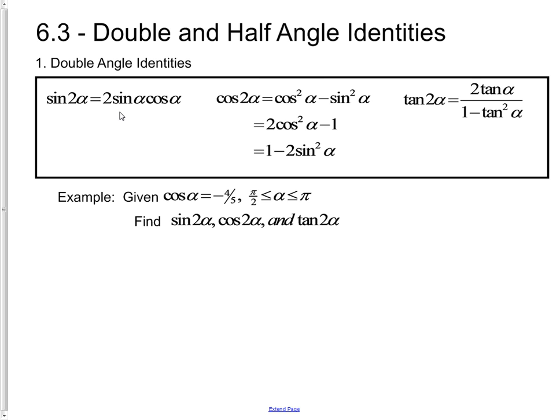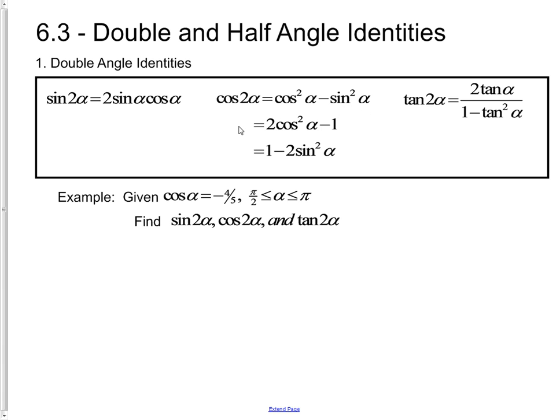Hello everybody, we're going to talk about 6.3, the double and half angle identities this time. There's three double angle identities that you're going to want to know. The double angle identities are the sine of 2 alpha is equal to 2 times the sine of alpha times the cosine of alpha. The cosine of 2 times an angle alpha is equal to the square of the cosine of that angle alpha minus the square of the sine of alpha.